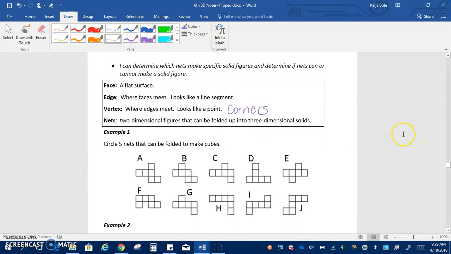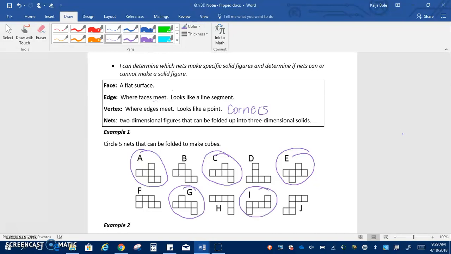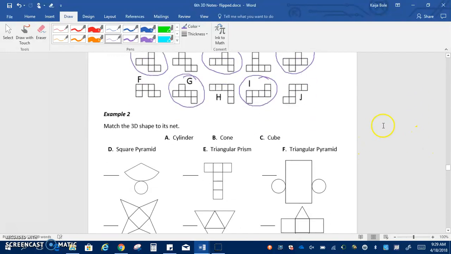So if we look here at this first example, it says to circle 5 nets that can be folded to make cubes. Alright, so I know some of you probably can't do this as quickly. You have to visualize it in your head. But A can be folded to make a cube. C can fold to make a cube. D would be too long across the top, too many boxes. E works. F would not work. G does work though. And then the last one here is I. Alright, so don't worry about that too much. Okay, but do circle those in your paper.